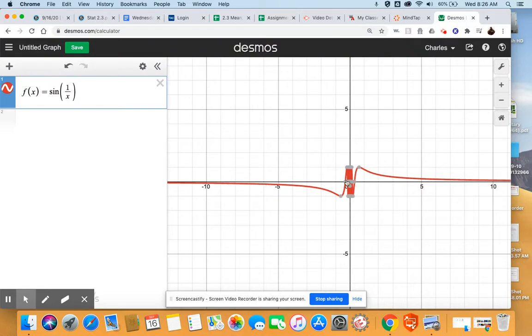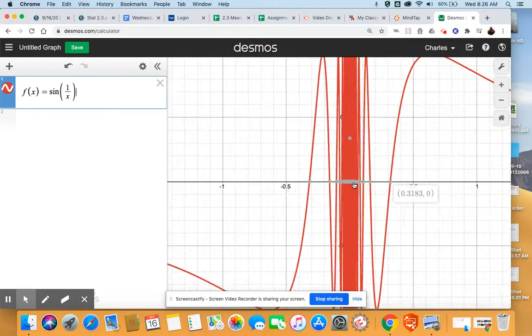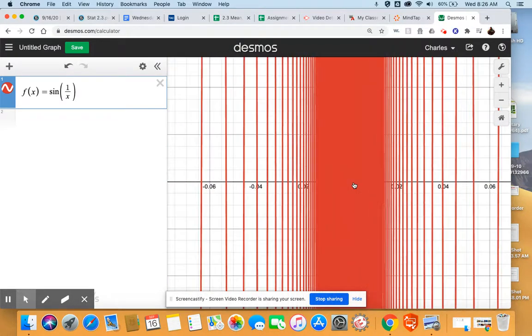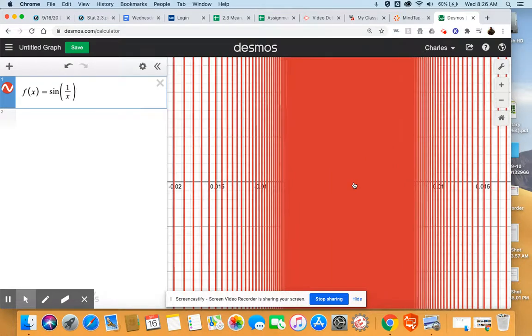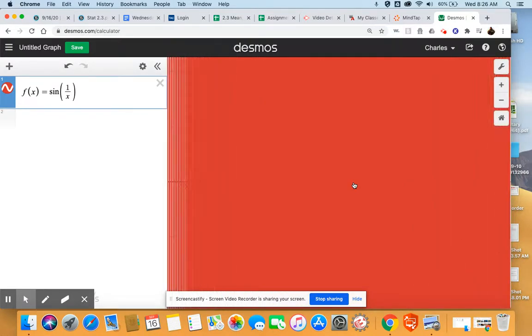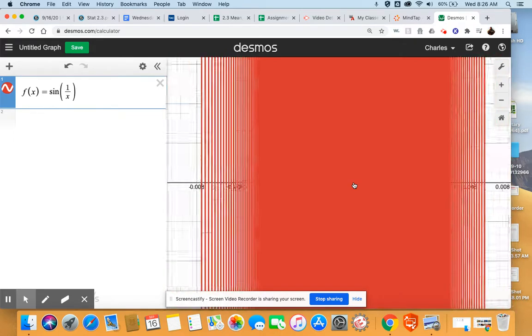So as this comes in here, if we zoom in, we start to see more and more and more lines. We call this oscillating. If we keep zooming in, there'll be so many lines that it will just black out our entire screen. The name for this is oscillating behavior.